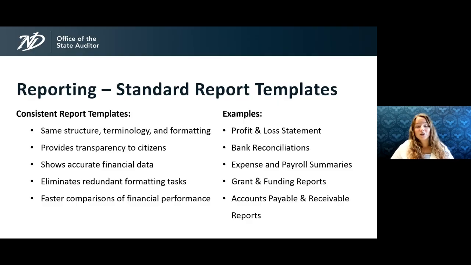And then it's going to allow for faster comparisons of financial performance if you give your board or council similar documents to look at. Examples of these would be a profit and loss statement. That's pretty standard. Bank reconciliations, that could save a lot of time. Bank reconciliations should be done on a monthly basis at month end. So if you have a standardized report template for that, it's going to simplify things a lot. And then expense and payroll summaries, your grant and funding reports, and accounts payable and receivable reports. Not every district might have those. I know some of the districts are strictly on a cash basis, so they wouldn't have those.